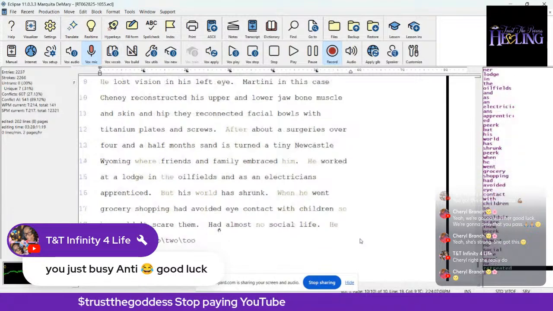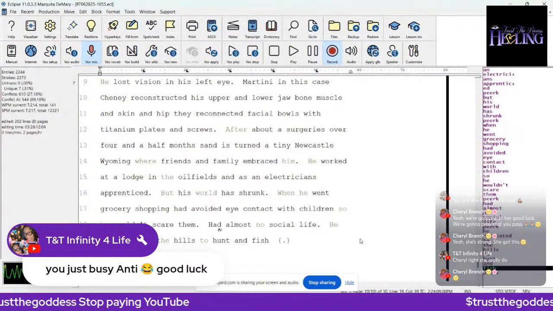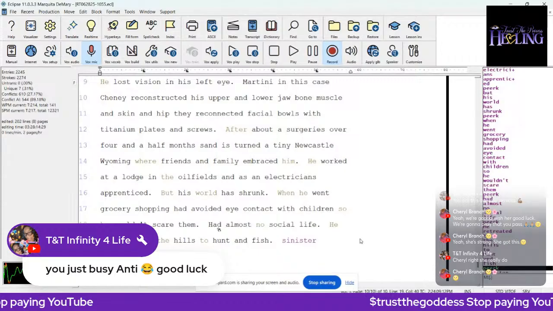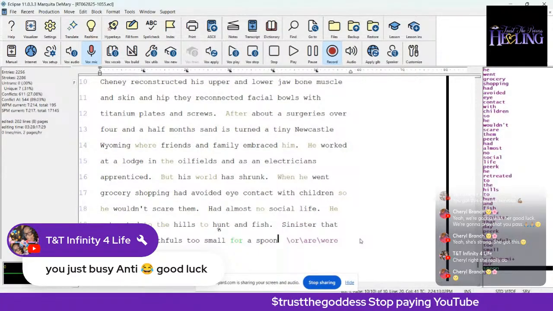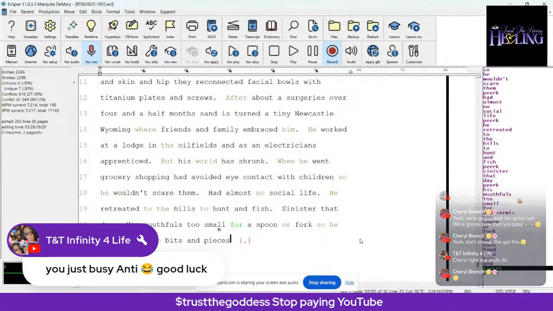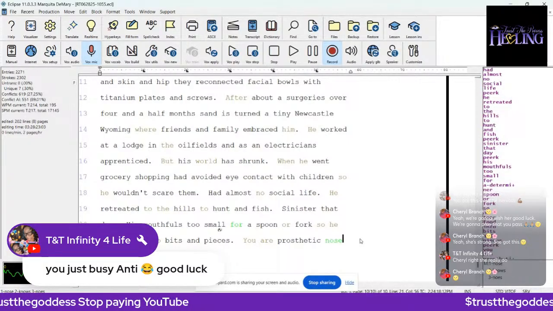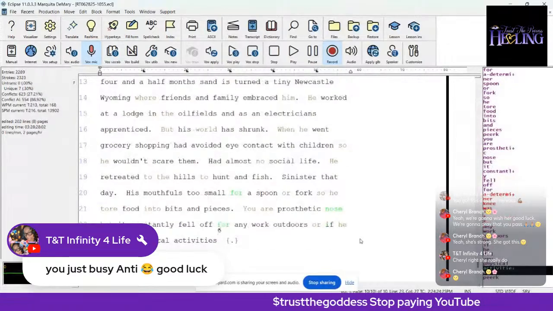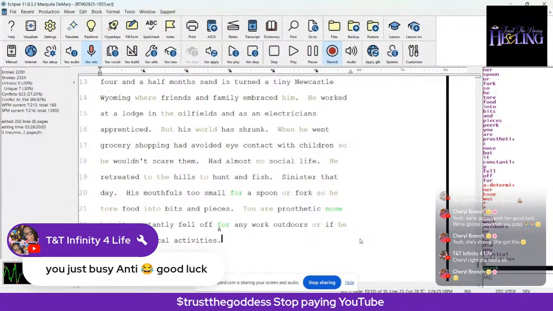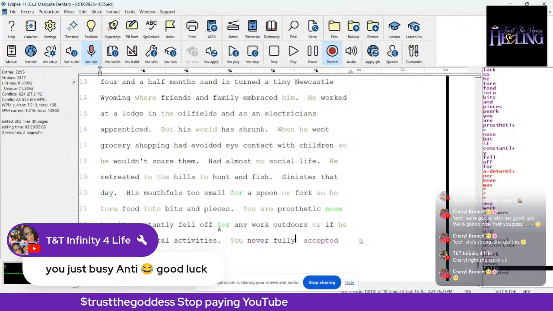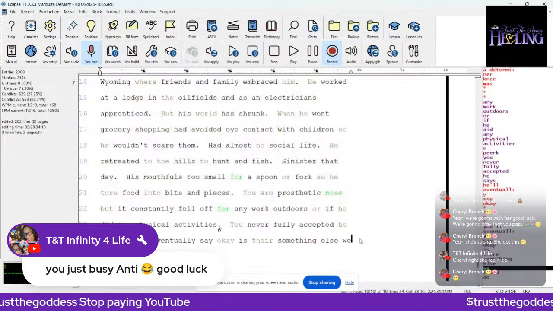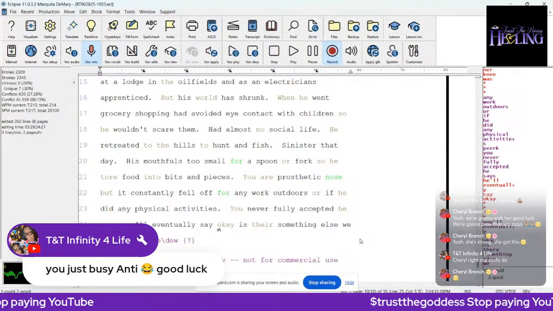Sandness adapted. His mouth was too small for a spoon or a fork, so he tore food into bits and pieces. He wore a prosthetic nose, but it constantly fell off when he was outdoors or if he did any physical activities. "You never fully accept it," he says. "You eventually say, okay, is there something else we can do?" The prospect of 15 more surgeries Mardini had mapped out scared him.